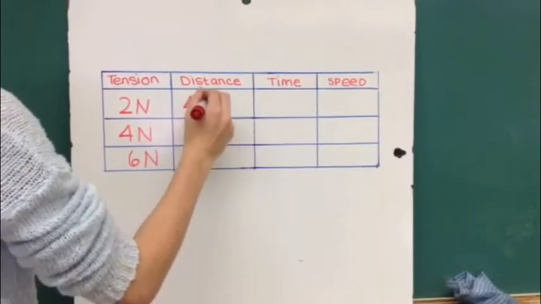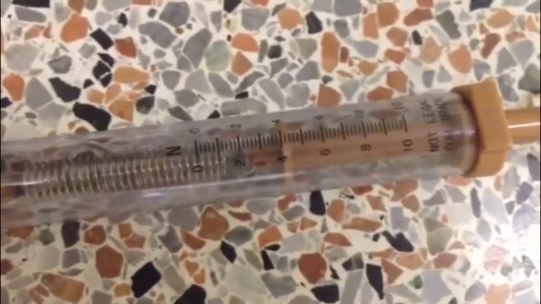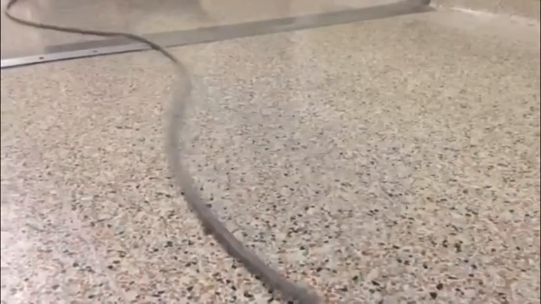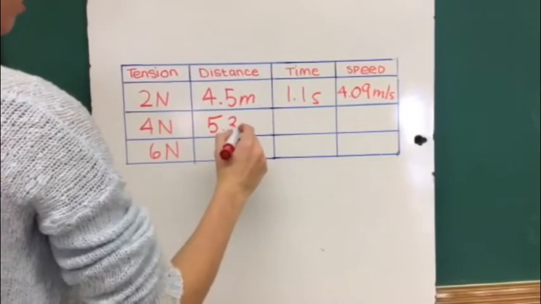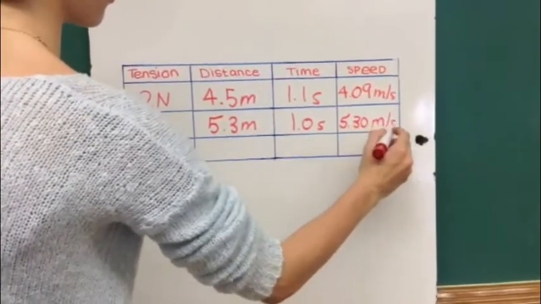Send a standard pulse through the spring. Mark down the variables and use the basic kinematics equation, speed equals distance over time. We will now look at 4 newtons. We will send a standard pulse through the coiled spring again. Make sure to pay attention to the speed. Then mark down your variables yet again and calculate your speed.